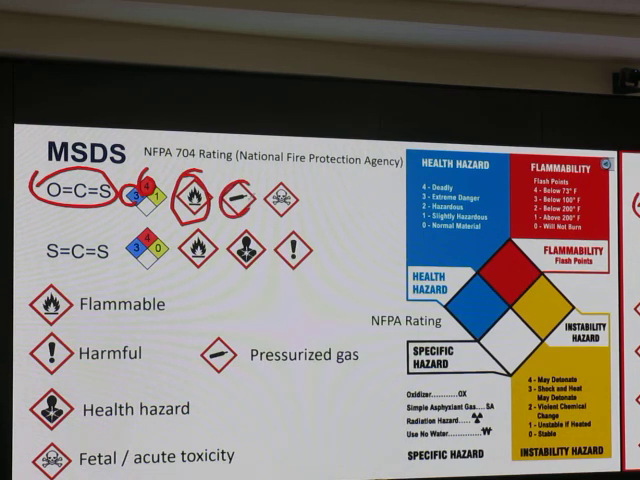This picture shows pressurized gas. That picture shows fatal, very harmful, acute toxicity. CS2 has a health rating of 3. A health rating of 3 means extremely dangerous. You die. Instability rating of 1 means, 0 is stable, 1 is unstable if heated.